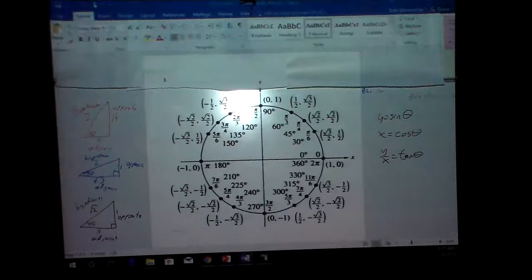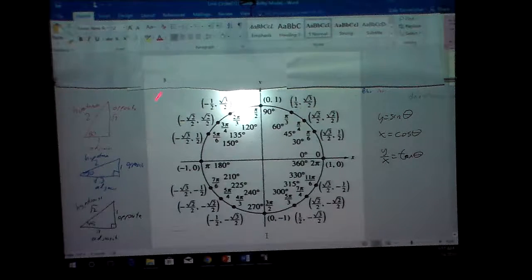All right. The next problem: sine of 3 pi over 4. I'm going to go over here, follow my circle around to 3 pi over 4. Sine's the letter y. So y at 3 pi over 4 is also what? Square root of 2 over 2. It's the positive value right there.